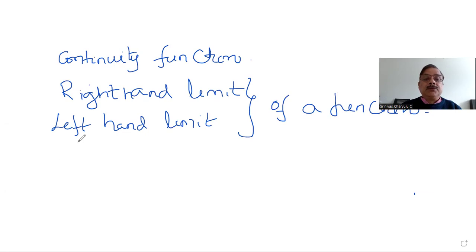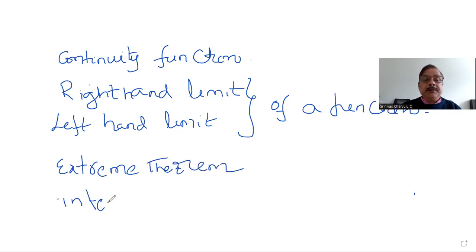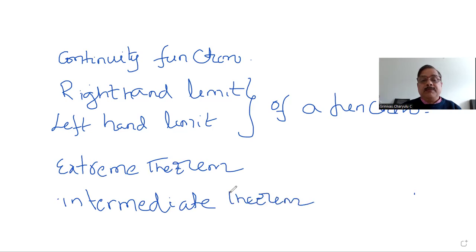Then we are also supposed to understand that in limits there are two theorems: the extreme theorem and the intermediate theorem. These are all the concepts. Today we will first give the basic definition of the limit and then we will stop. In the next video I will cover all other things, properties of limits, corresponding theorems, etc.